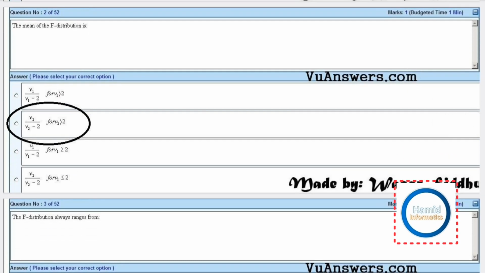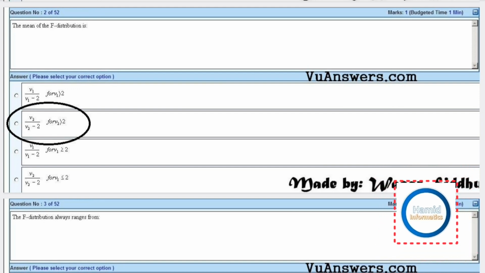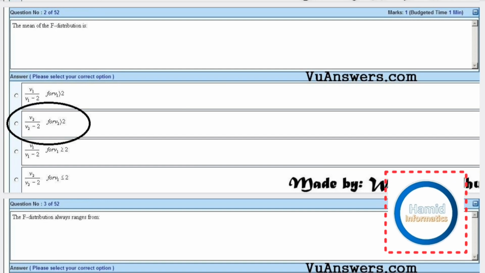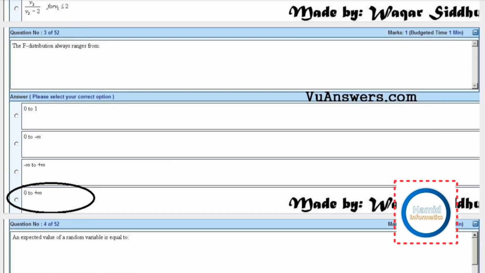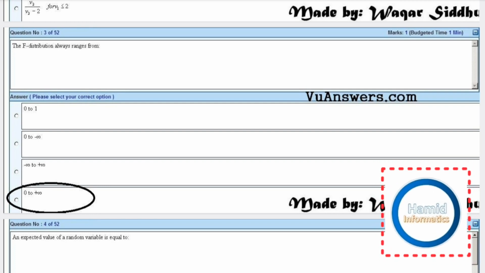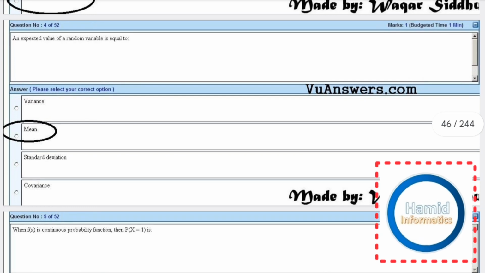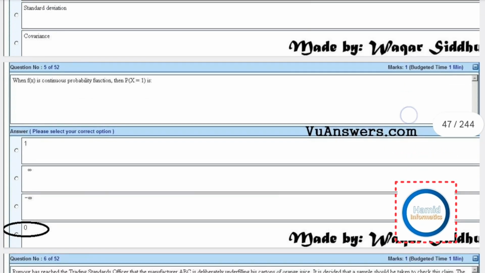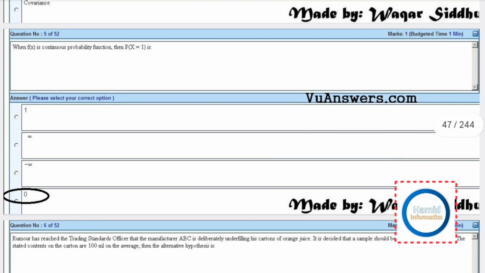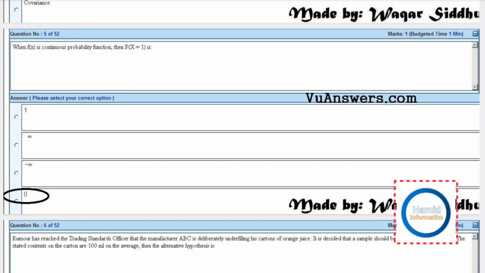The mean of the F distribution is v2 divided by (v2 minus 2) for v2 greater than 2. The F distribution always ranges from 0 to plus infinity. An expected value of a random variable is equal to mean. If f(x) is continuous probability function, then P(X = 1) is 0.